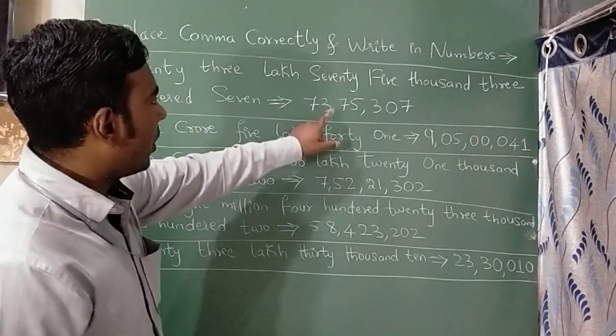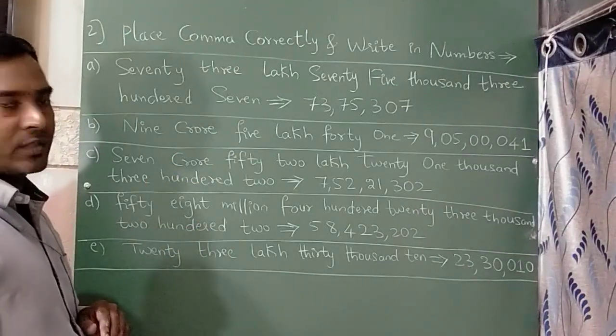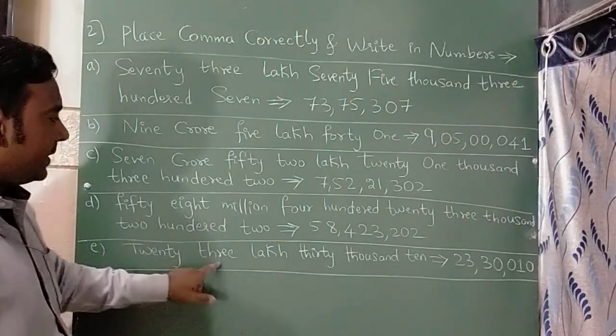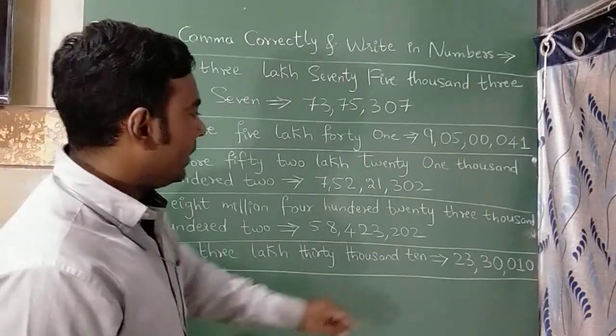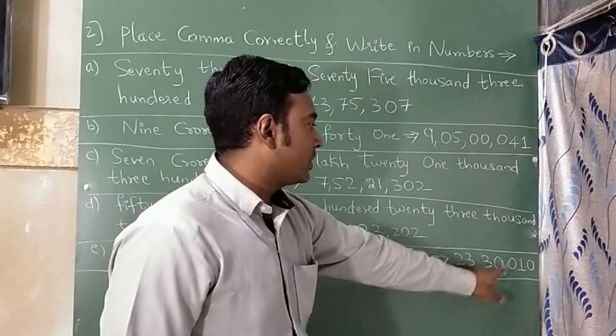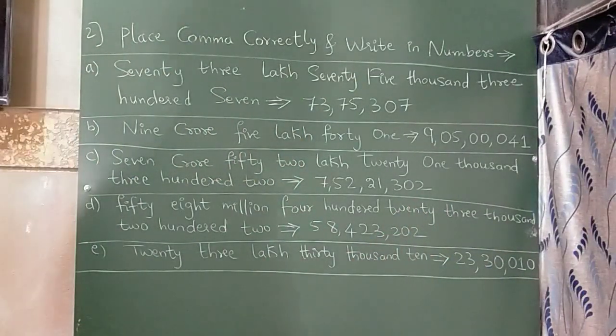58,423,202. You can see the commas I am writing according to the Indian and international place value chart. Okay, so 23 lakh 30,010. Okay, so 23 lakh 30,010. Fine. So let's move on to the third question.